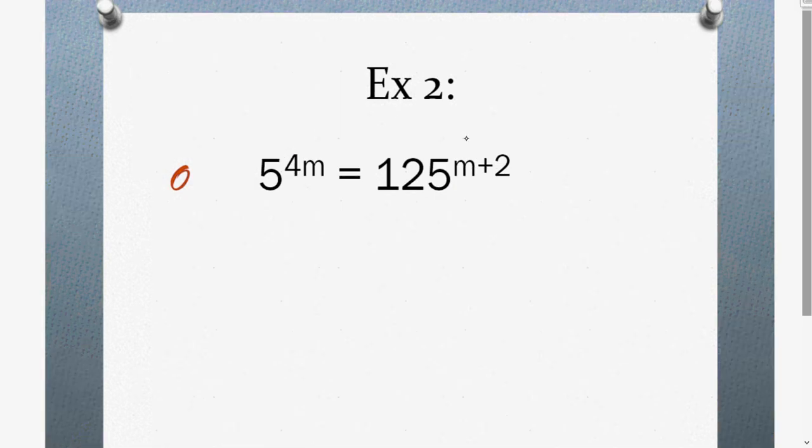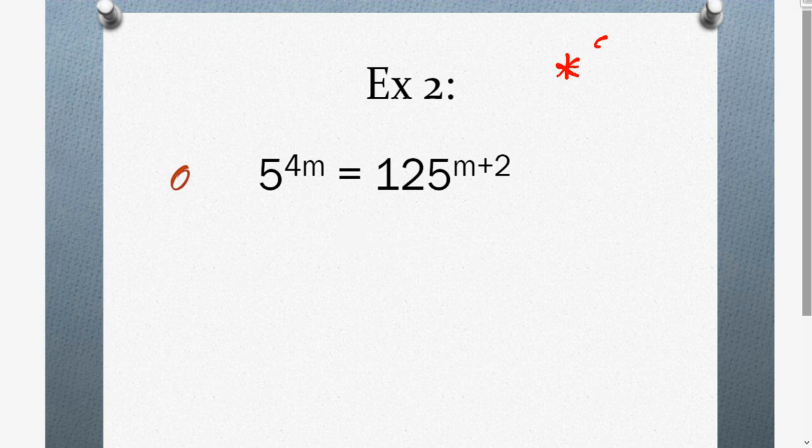Okay, example number 2 is 5 raised to the 4m, and that equals 125 raised to the m plus 2. And right off the bat, what can you tell? My first base of 5 is not the same thing as my second base of 125. But 125 could be rewritten. This is where using your power chart or just having a base level knowledge of exponential values could be incredibly useful, because you're going to notice something.